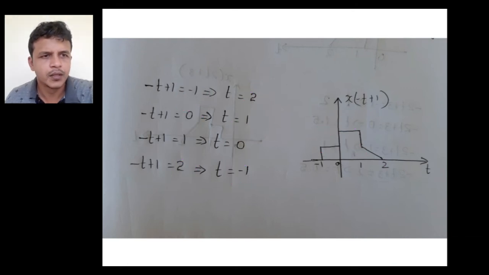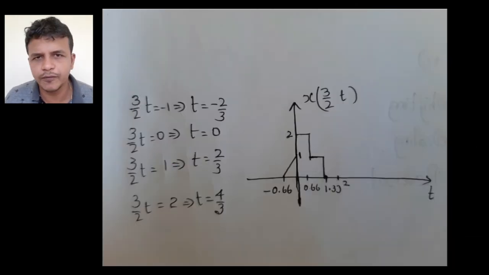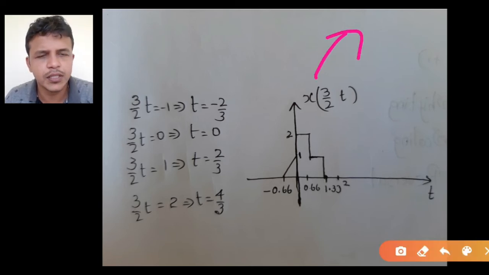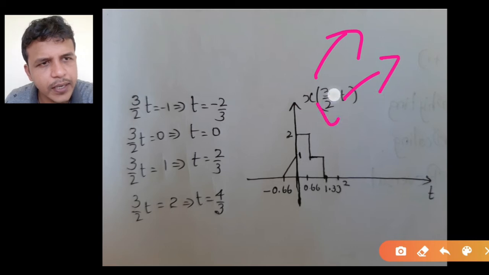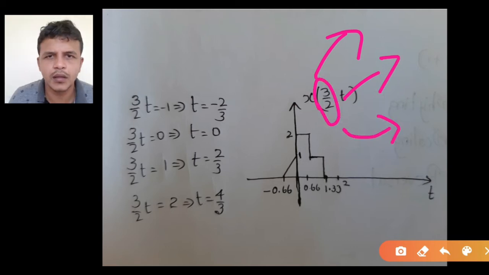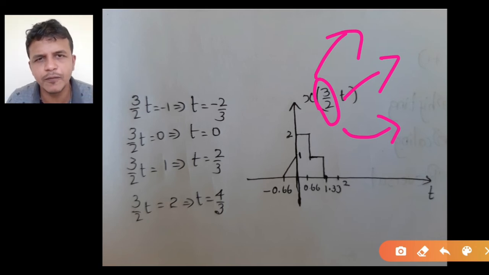Now let us do the next one, x of 3 by 2 into t. Here it is a time scaling approach. Time scaling approach means, as I mentioned here, the time t is multiplied by a value which is greater than 1. So 3 by 2 means it is 1.5 which is greater than 1.